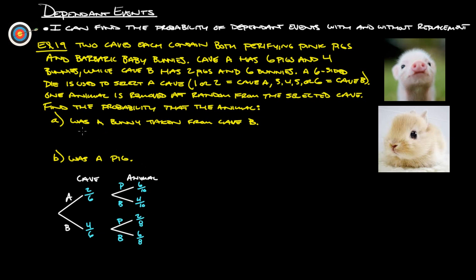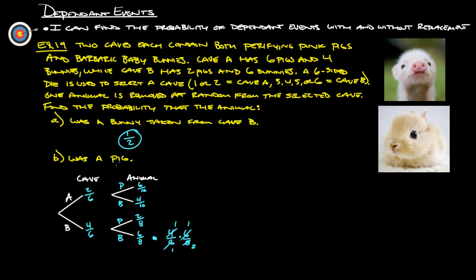What's the probability that it was a bunny taken from Cave B? So Cave B and then bunny. That's this set of branches here. So that's 4/6 times 6/8. Those 6's can reduce, and the 4 and 8 can both be divided by 4. So that just ends up being 1/2, a 50% chance that it was a bunny taken from Cave B.